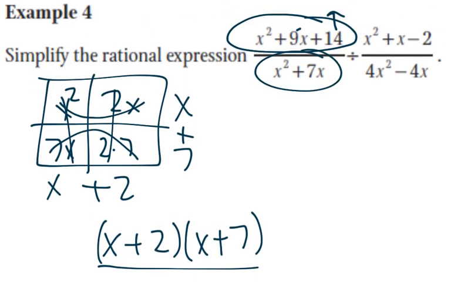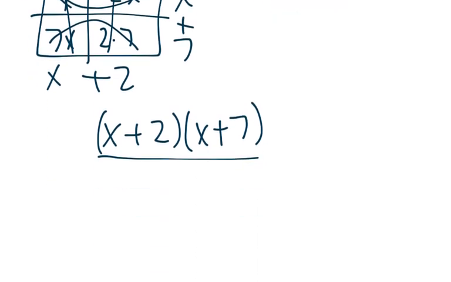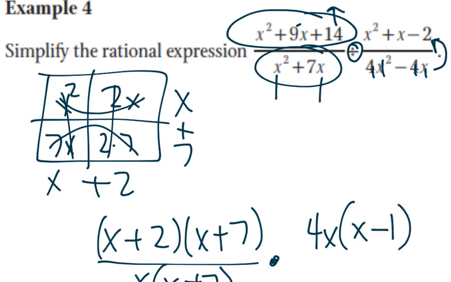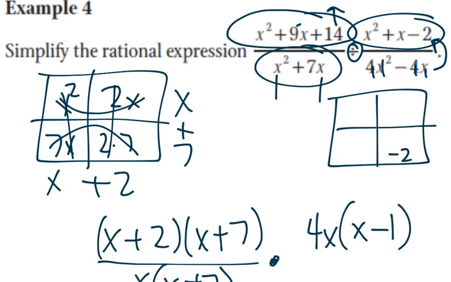Okay. On the bottom, they each share an x. So if we distribute out an x, we'd have x plus 7 times, since it's division, make sure we flip this. So we've got a 4 and an x in each of these. So we would pull out a 4x, and we'd be left with an x minus 1. Then we need to factor those. So factors of negative 2 that would add up to a positive 1. It'd have to be a positive 2 and a negative 1.